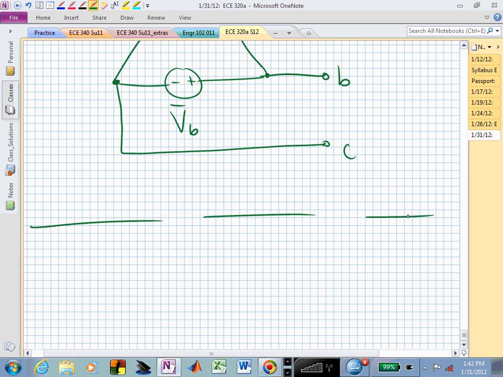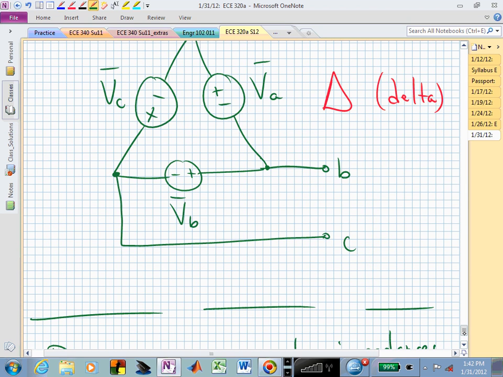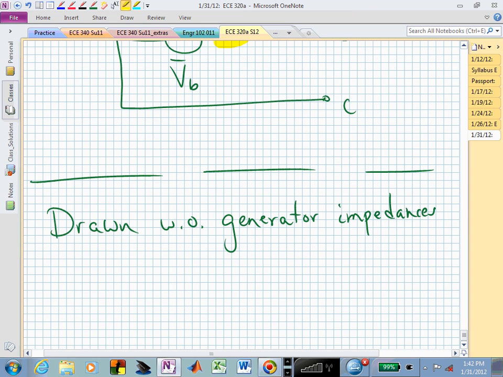Now, what I left off, if these are sources or generators, is that I drew them without generator impedances. What I should have done to make them a little bit more realistic is to actually put an impedance there, maybe a resistor and an inductor. And I would have to put the same impedance into each phase to make it a balanced set. If I now said, well, what would that impedance look like?